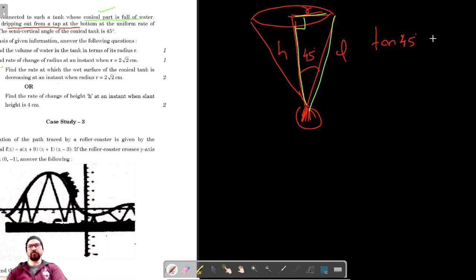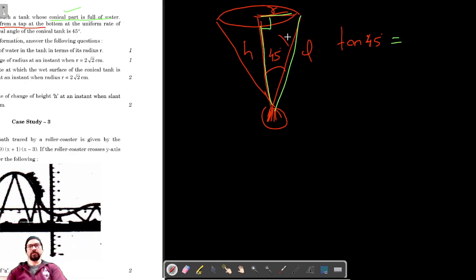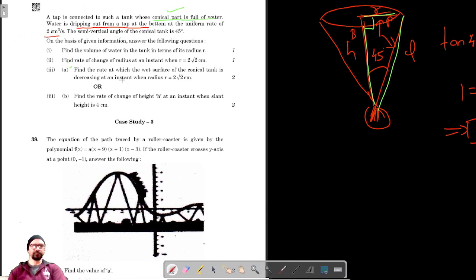This is 90 degrees. So tan 45 is equal to perpendicular by base, P by B, where this is the hypotenuse, this is the perpendicular, and this is the base. Tan 45 is 1. Perpendicular is R and base is H. So this gives us H is equal to R. Let's keep this information with us.